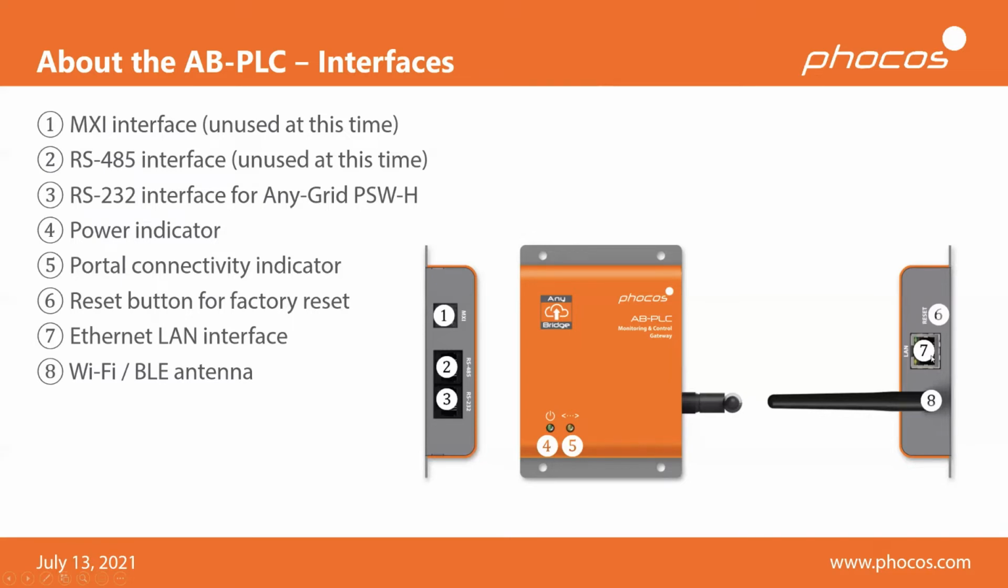Number 7 is the LAN port, the Ethernet port. So it's up to you if you want to use Wi-Fi to connect to your router to connect to the internet, or if you want to use a cable-bound standard Ethernet port, you can go either way here. And then finally, number 8, as you've already seen, that's the antenna for Wi-Fi and BLE.